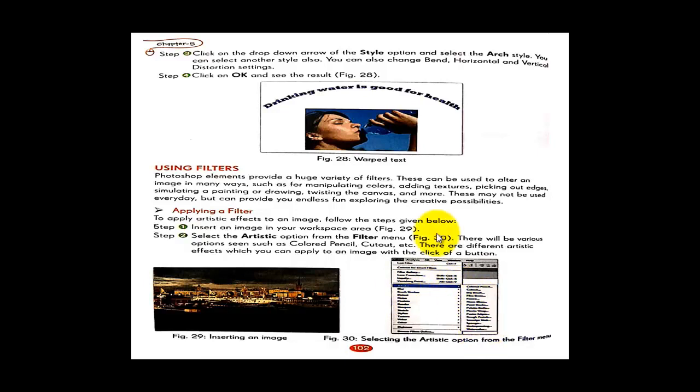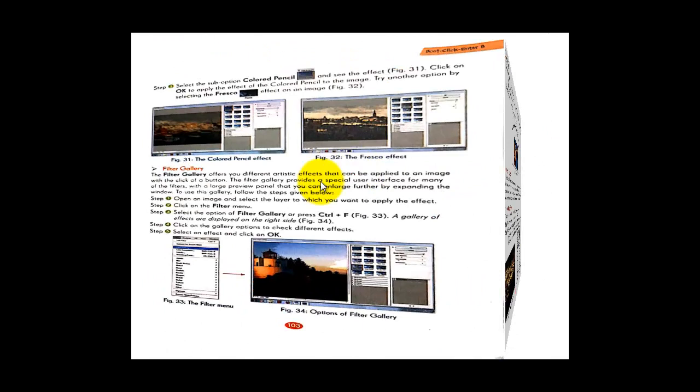The first one is artistic, the second one is blur, then brush stroke, distort, then noise. Many more are given here. Now in artistic also there are many options given here. From here you can choose any one of them. Okay, then after that, let's see the next step.